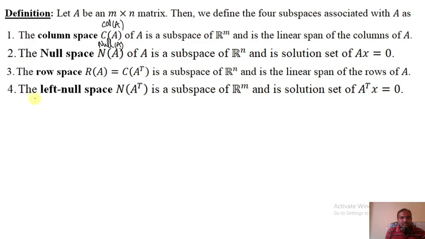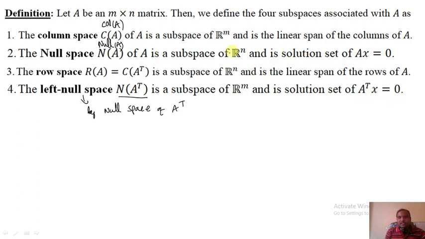Now the last one, the left null space, or the null space of A transpose. It is denoted by N of A transpose. It is a subspace of R power M and is the solution set of A transpose x equal to 0.